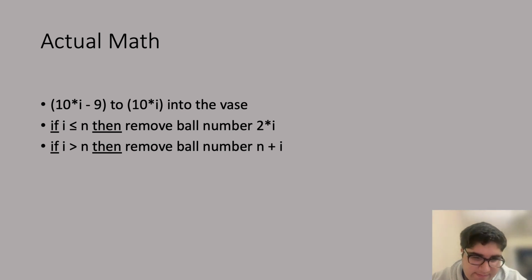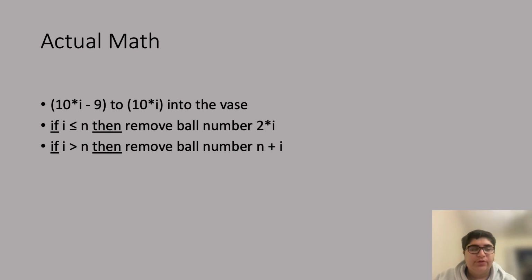So, let's replace I in this equation. 10 times 1 minus 9, which is 1, to ball number 10. So, 1 through 10 are put into the vase. Now, since we're using the first one, because infinity is always greater than I, then you remove ball number 2 times I. So in this case, ball number 2. And then if you go on to each subsequent step, you will see that this does not create a one-to-one correspondence.